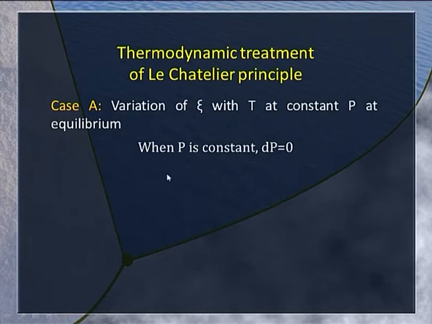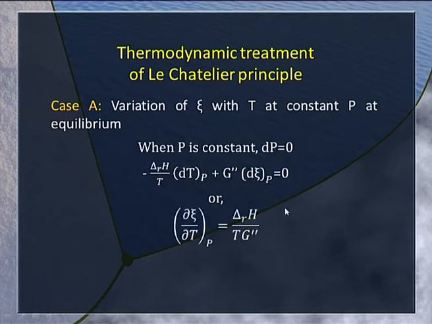constant pressure, we can represent it by dP equal to 0, and there will be two terms remaining. The dP equal to 0 makes the ΔrV term disappear. So, we are left with minus ΔrH by T dT at constant pressure plus G double prime dξ at constant pressure equal to 0, and when we rearrange the term, we are going to have ∂ξ by ∂T at constant pressure equal to ΔrH divided by T G double prime.